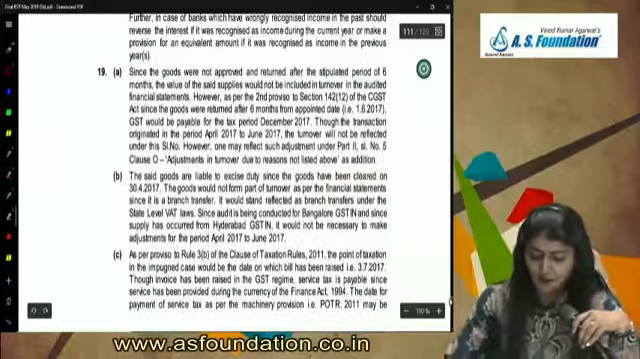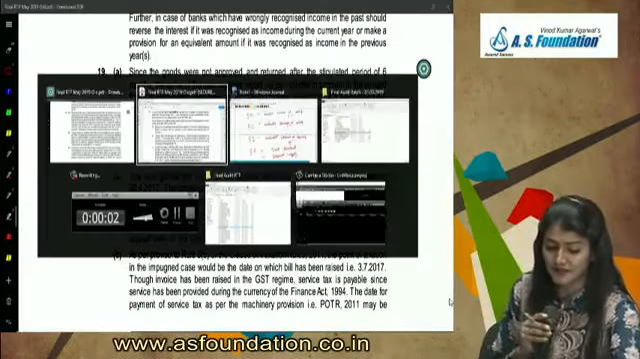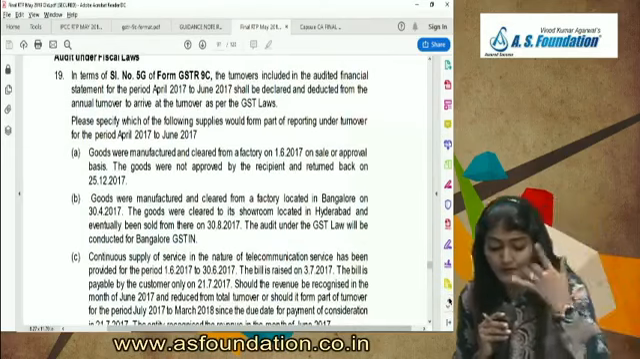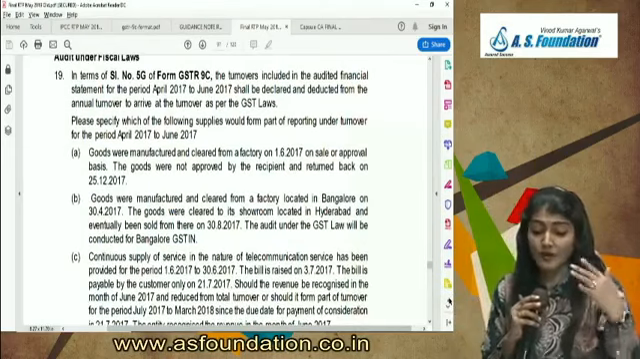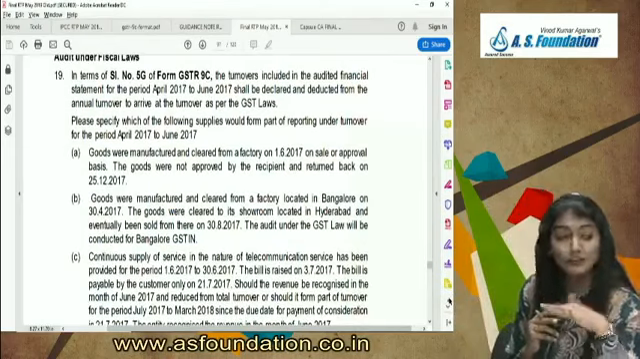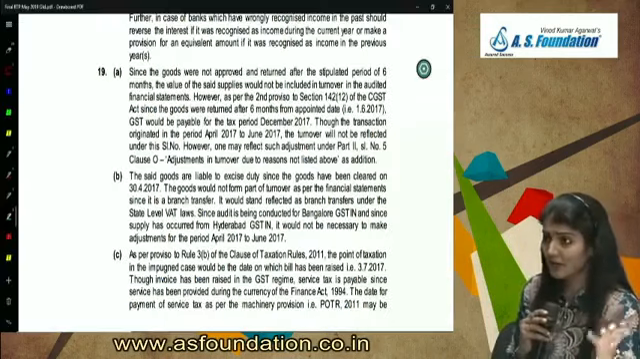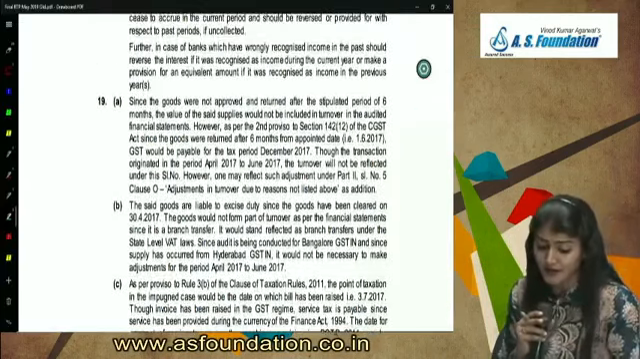Right, so what does it say? When were the goods sold? When were the goods cleared from the factory? 1st of June on approval basis, and they were not approved. So did the sale take place? No, so no need to reduce it from the turnover.